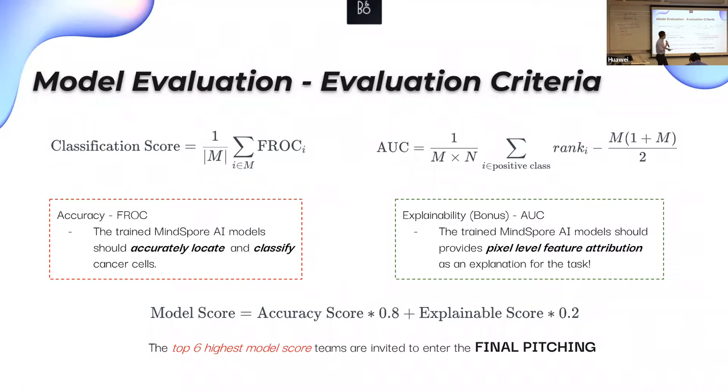Another point of view is the explainability. It is the bonus part where you can get a prize. If you participate in the explainability part, you will get another prize. So the total model score is a summation of the accuracy score and the explanation score. All right, the top 16 will be invited to the final pitching, so try your best to get the highest score at this stage.